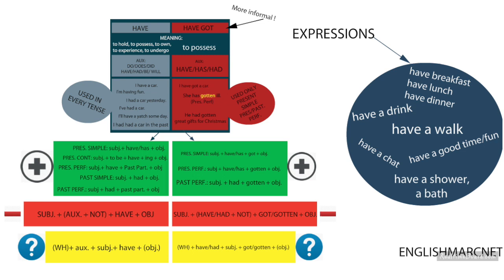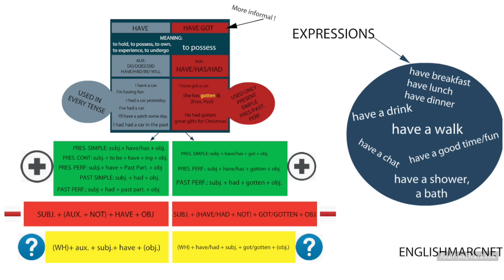Instead, for have got, the auxiliary that you have to consider is have, obviously, has for the third person singular, and had for the past. So as you can see, again, on the left, I wrote that have is used in every tense. Have got instead is used only with the present simple, present, and past perfect.